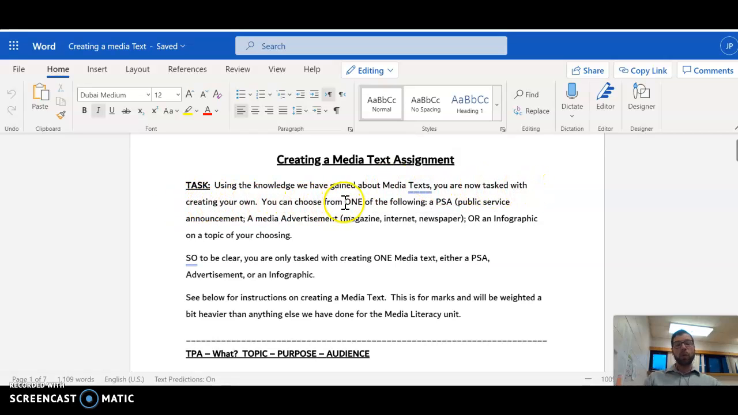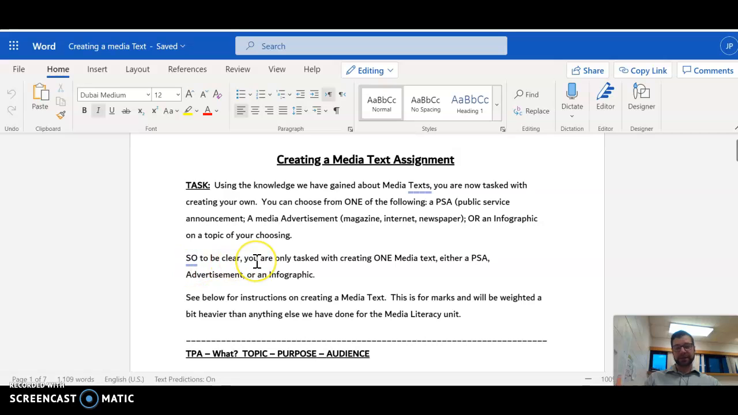Using the knowledge we have gained about media texts, you are now tasked with creating your own. You can choose from one of the following: a PSA, public service announcement, a media advertisement, like a magazine, internet or newspaper or billboard, or an infographic on a topic of your choosing.